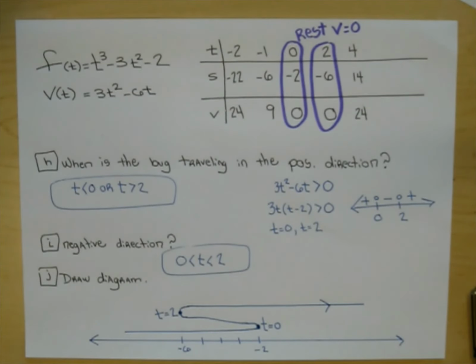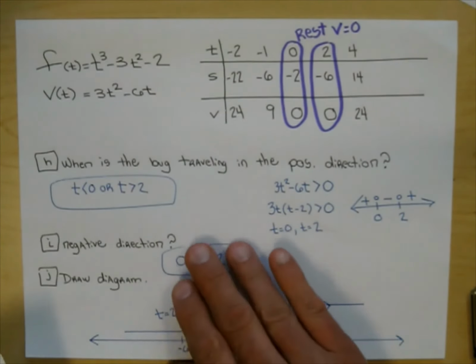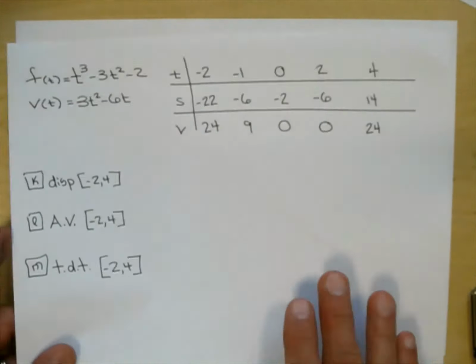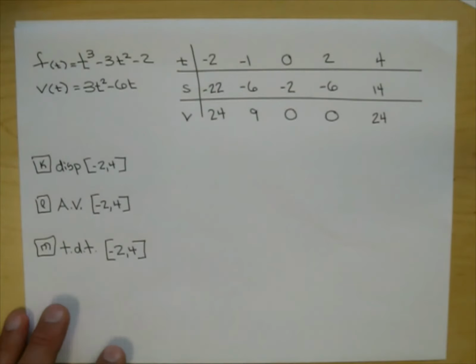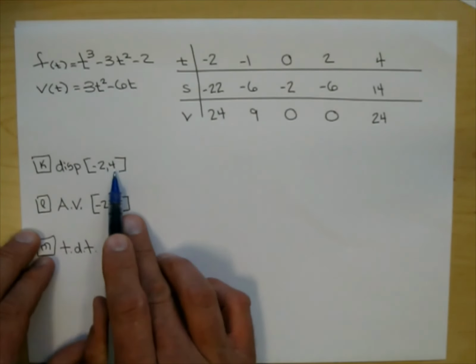Woo! Okay, so we are almost done with this review. I think there's 2 more pages of problems here. The displacement, the average velocity, and the total distance traveled. So these are 3 classics. The displacement from -2 to 4.